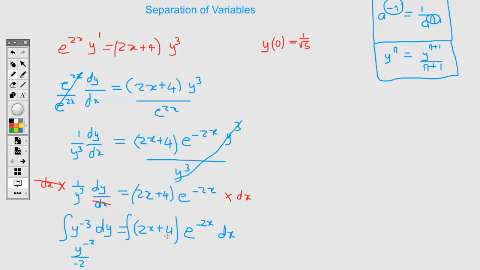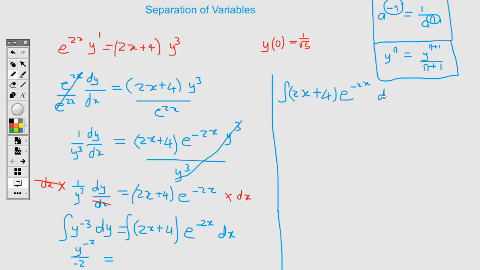Now this side is not that simple, because here we have two functions being multiplied. When we have two functions being multiplied, we have to use integration by parts. So to integrate with respect to x, I'll have to use integration by parts because we have two functions side by side. So applying integration by parts, I'm integrating 2x plus 4 times e to the minus 2x dx.